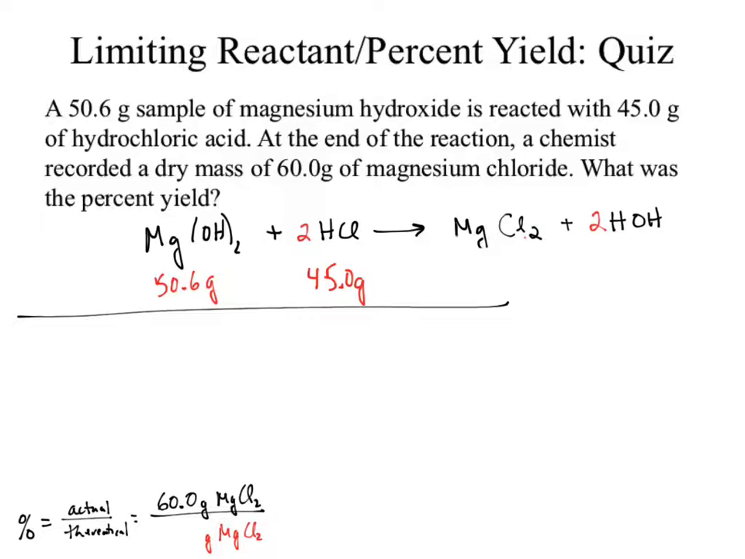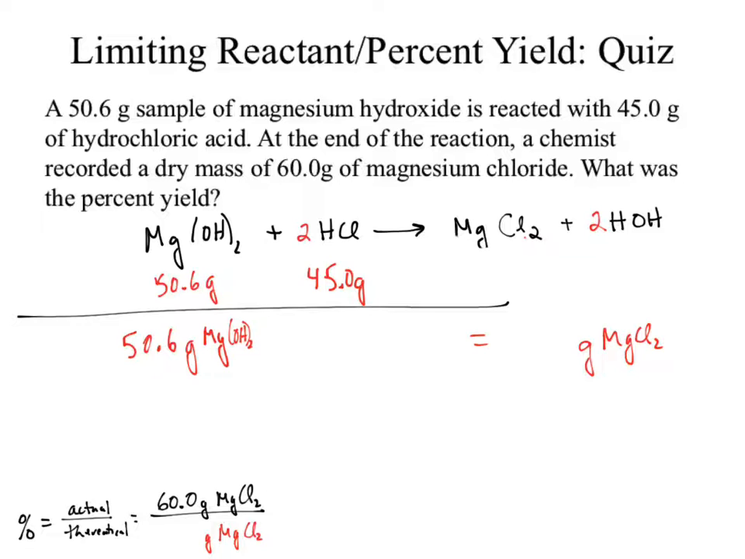So to do that, I'm trying to get what unit? Moles? What's it say at the bottom? Grams of magnesium chloride. That's what I'm trying to get to. So let's get there as quickly as possible. What am I starting with? I will assume that magnesium hydroxide is my limiting reagent, which means I'm starting with 50.6 grams of magnesium hydroxide. I definitely did not give myself enough space, so we'll have to cram it in here.